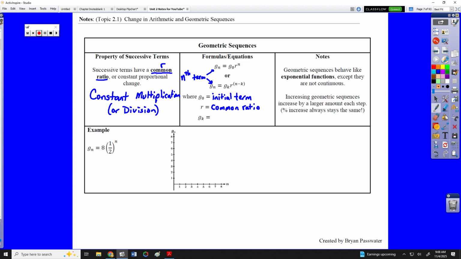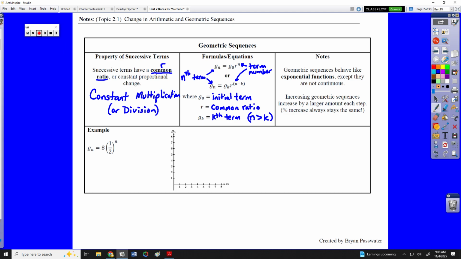And then K, remember, that's just another term, the kth term. And remember that n is always greater than k. It has to be a term that comes before the nth term. The n there is your term number. So G sub n would be like the fifth term, then n would equal 5. If it's the seventh term, n would equal 7, etc.